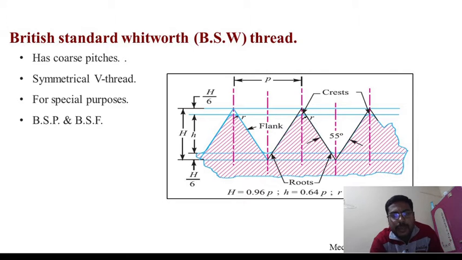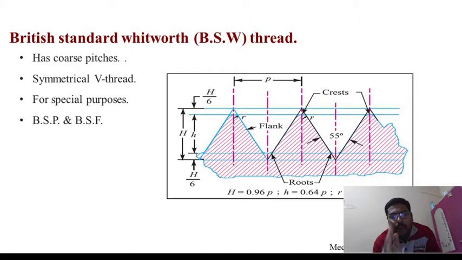Then what is the pitch? Pitch is the distance from one thread to the corresponding adjacent thread, and it is called the pitch. Next one is crest. Crest is the topmost corner of the thread and is called the crest. Then root is the bottom of the curve shaped thread, called the root. These are all the main points used in the BSW, British Standard Whitworth threads.